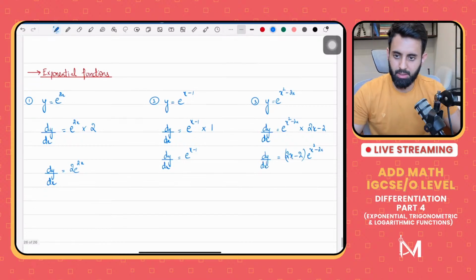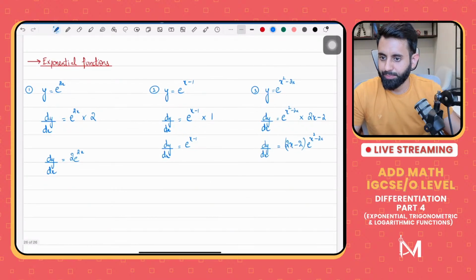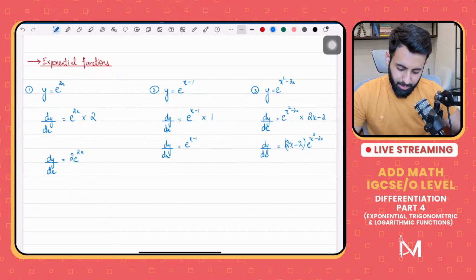Okay, so let's make a standard rule. Here's the standard rule.